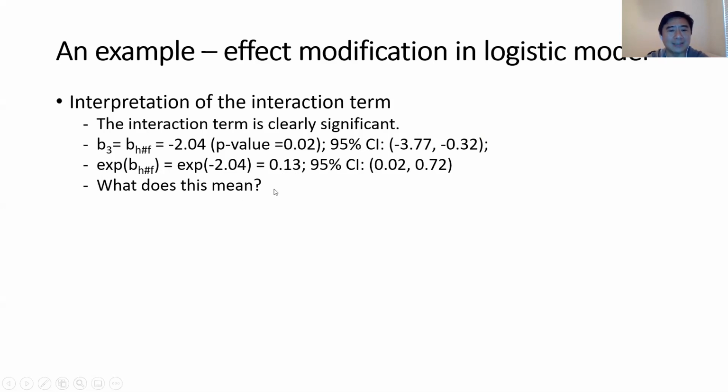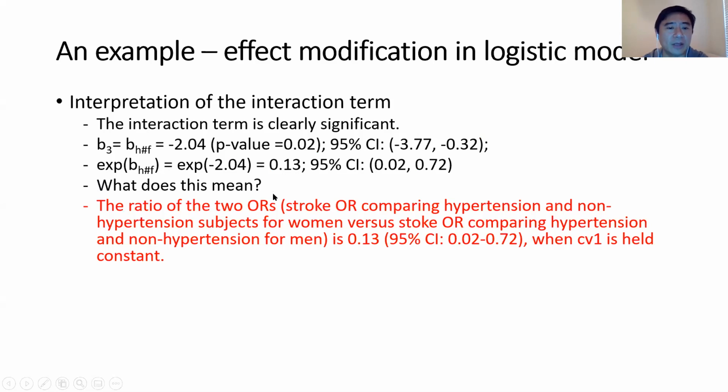But you may ask, what does this mean? So here is the interpretation of that. We can say the ratio of two odds. So that's the stroke odds ratio comparing hypertension and non-hypertension subjects for women, versus the same odds ratio comparing hypertension and non-hypertension for men, is 0.13 with 95% interval from 0.02 to 0.72 when CV1 is held constant. So that's the interpretation for this interaction term.